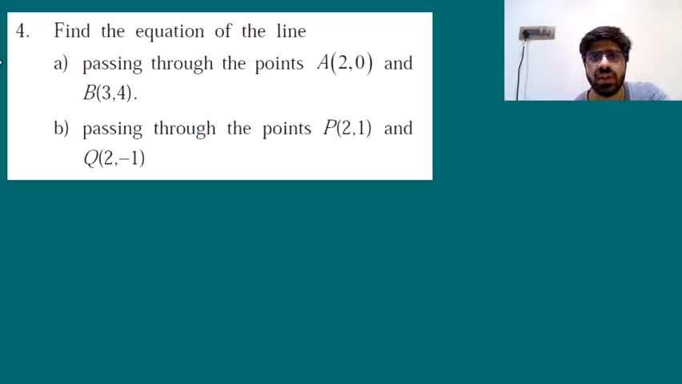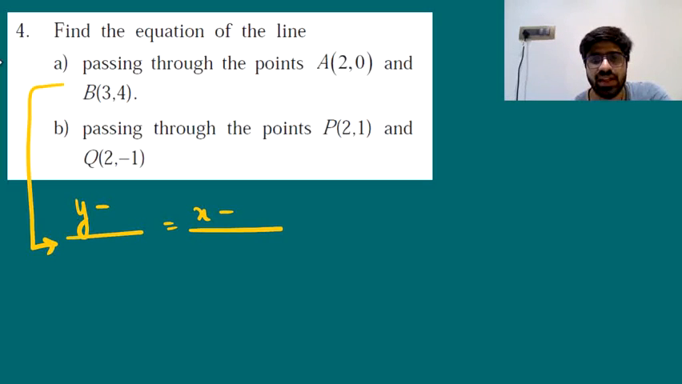They are asking us to find the equation of line which passes through the points A and B. Because we know 2 points through which the line is passing, we will write the equation of line in the 2-point form, which is (y minus y1) upon (y2 minus y1) is (x minus x1) upon (x2 minus x1). Treat this point as x1 comma y1 and treat this point as x2 comma y2.